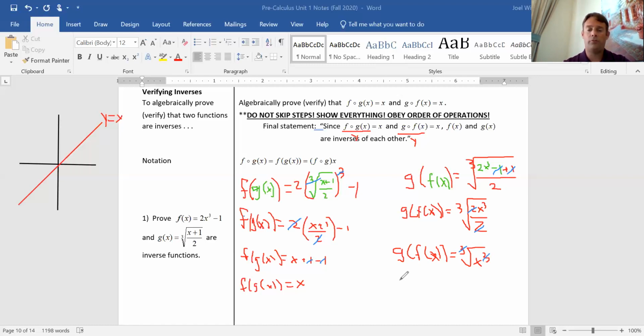So we have to prove it for both cases. We have to prove it for f of g of x. We also have to prove it for g of f of x. You can't just do one side. Got to make sure you do it for both. So now, in both cases, look at what I have here. In both cases, I have y equals x. We were able to prove that y equals x.